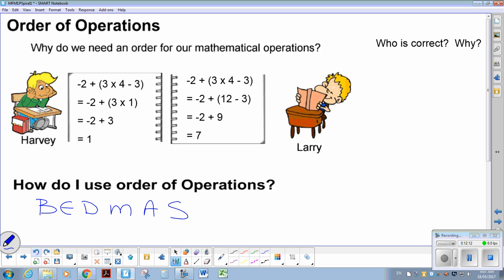So if we look at Harvey, inside the brackets, he did 4 take away 3 first to get his 1, and then he multiplied the 1 and 3 together. Then he added it to the -2. On the other side here we have Larry. He did the 3 times 4 first to get 12, brought down the -3. 12 take away 3 is 9, and then he ended up with 7.